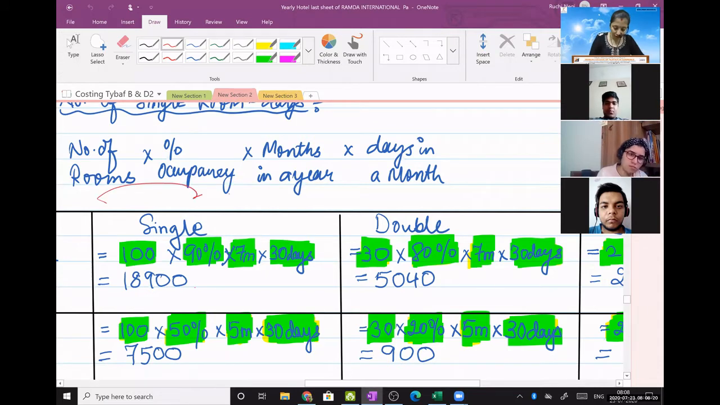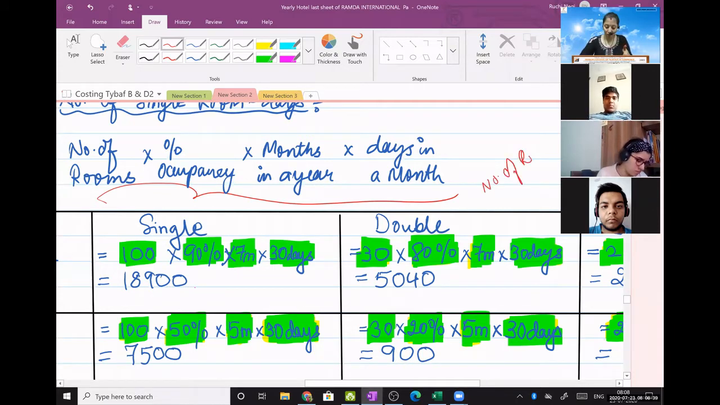So instead of writing all this, it is better to write number of room days. Am I clear to everyone? Acknowledge it in the chat box. Instead of writing four variables, four elements in the formula, it is better we replace it with the words number of room days, multiplied with rate per day. Is it clear?